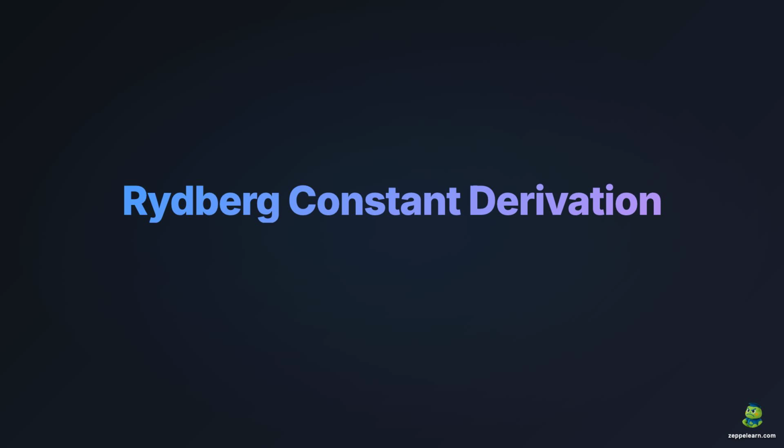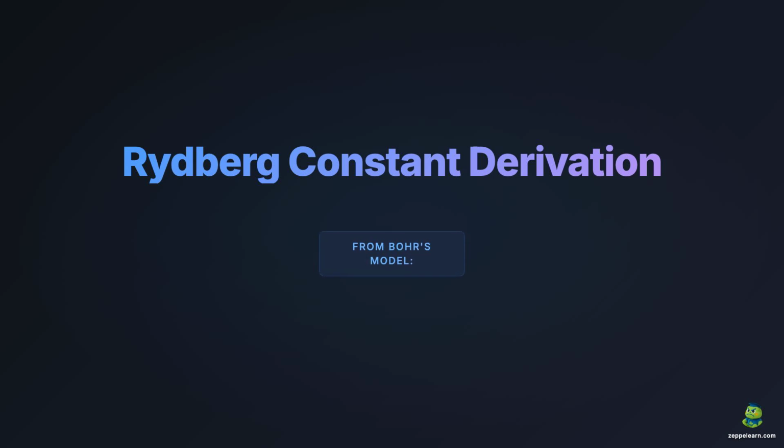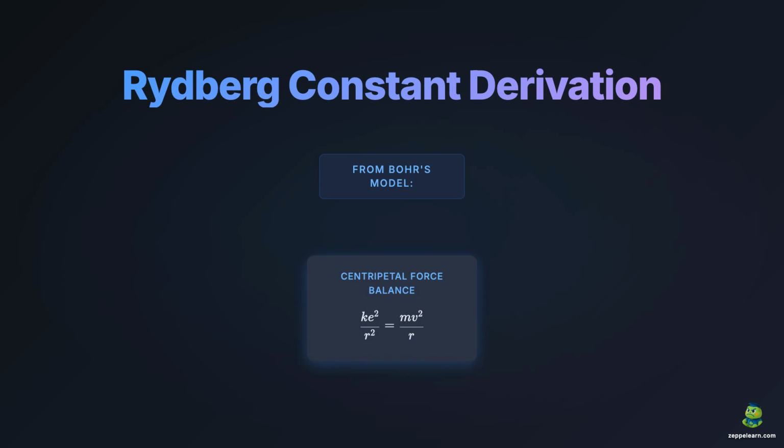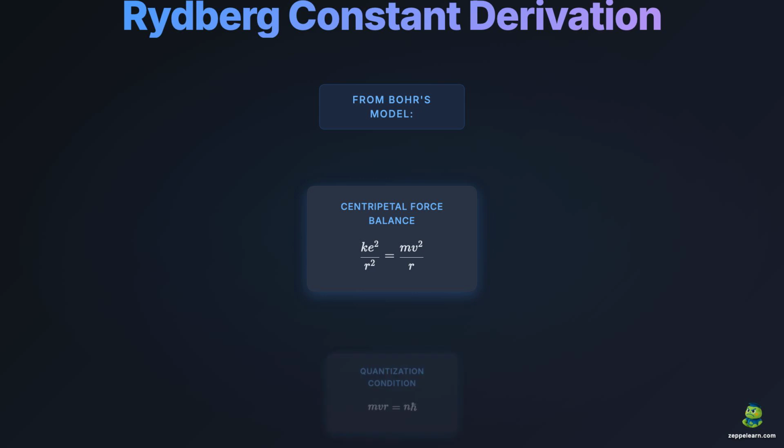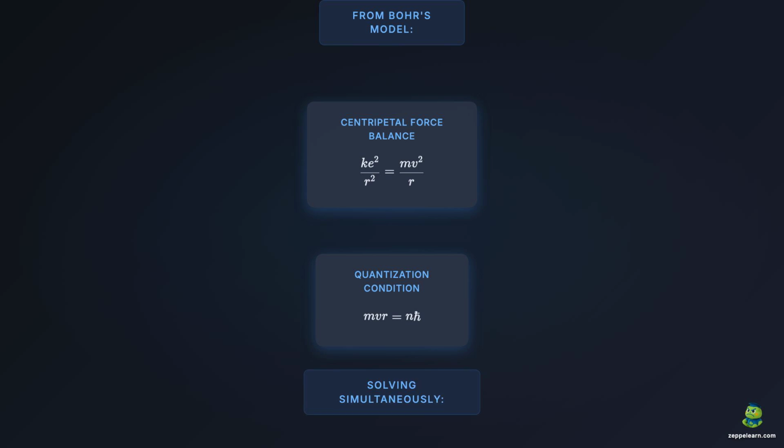The Rydberg constant emerges naturally from Bohr's model and represents one of the most precisely known physical constants. Starting with the balance between centripetal force and Coulomb attraction, plus the quantization condition, we can derive the Rydberg constant. The Coulomb force provides the centripetal force: k e squared over r squared equals m v squared over r. The quantization condition states that m v r equals n times h-bar. Solving these equations simultaneously gives us the orbital radius and energy levels.